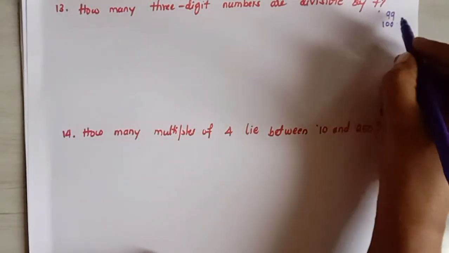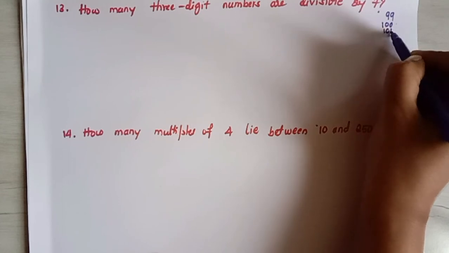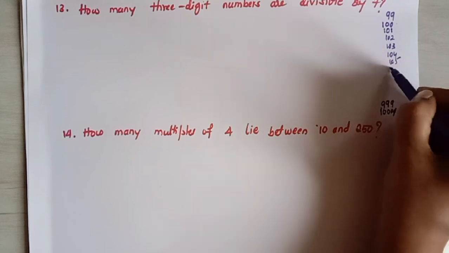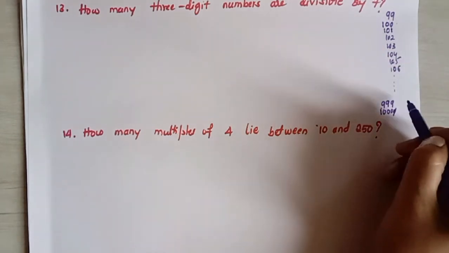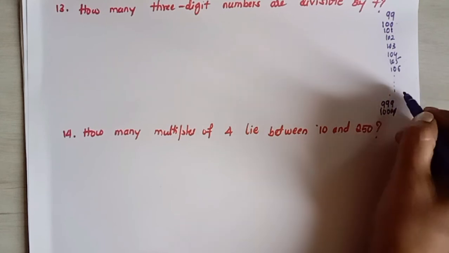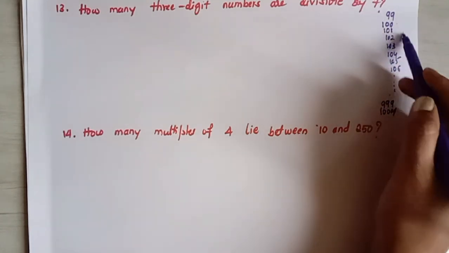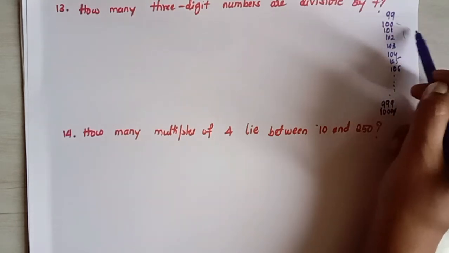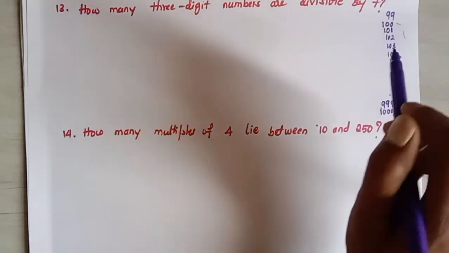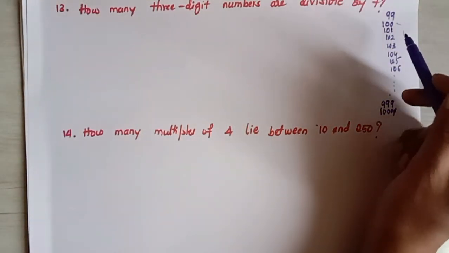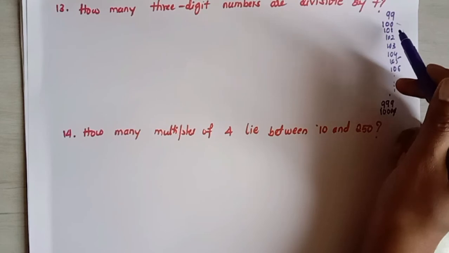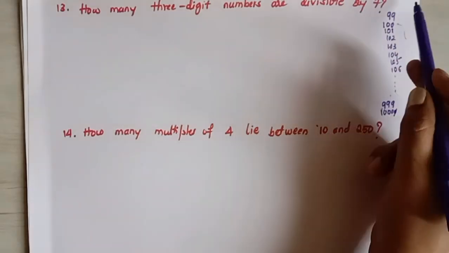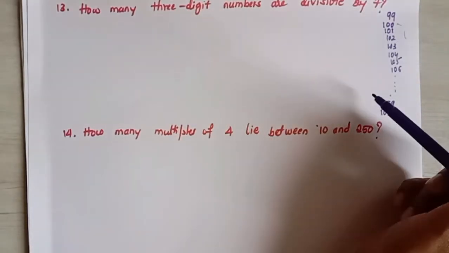So, let us write these 3-digit numbers: 100, 101, 102, 103, 104, 105, 106 and so on up to 999. We have to find the numbers between these which are divisible by 7. Whether 100 is divisible by 7? No. Why? Because I have already explained the divisibility of a number by 2, 3, 4, 5 and so on up to 12. If you haven't checked that video, the link will be given in the I button or provided in the description box below.